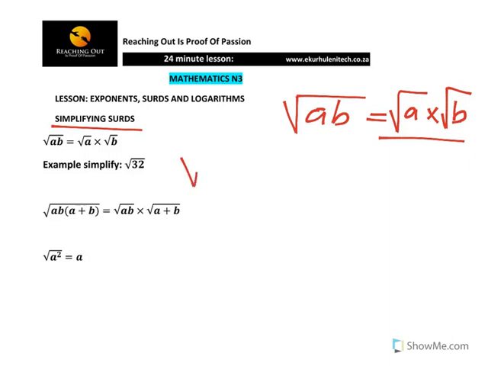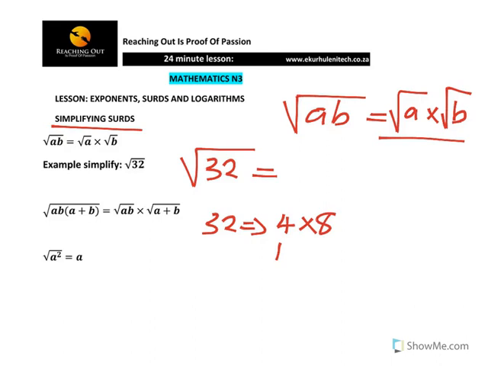For example, if they give you the square root of 32, now I know 32. The best thing when you're simplifying surds, remember square root, is to look for numbers that you know have a square root. So how do I get 32? There are two ways of getting 32. It can be like this. I'm going to write their multiples. If I say 4 times 8, I get a 32.